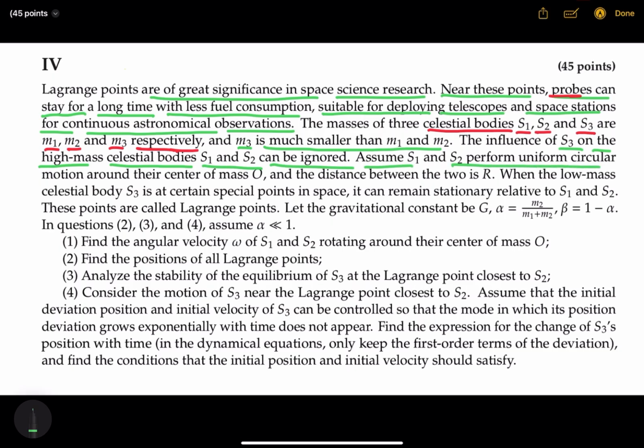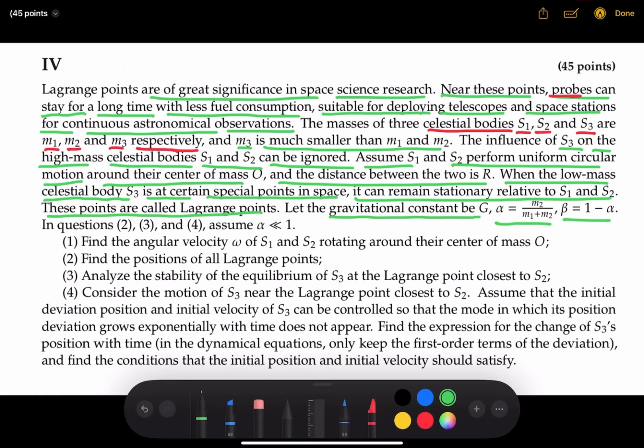Assume S1 and S2 perform uniform circular motion around their center of mass O, and the distance between them is r. When the low mass celestial body S3 is at certain special points in space, it can remain stationary relative to S1 and S2, which basically is the definition of a Lagrange point. These points are called Lagrange points. Let the gravitational constant be G, that's the universal gravitational constant. We're defining two constants, alpha and beta, right? And if alpha is m2 over the total mass, then beta is just m1 over the total mass, right? From the definition that's given to us, right?